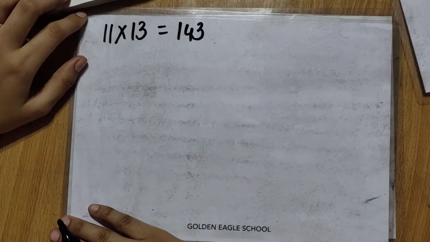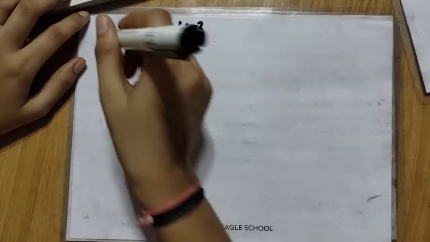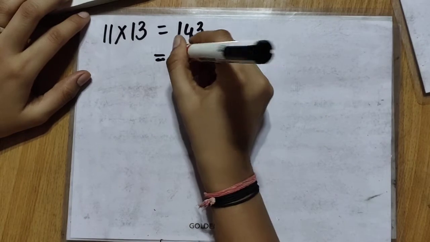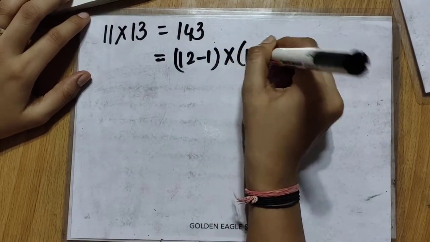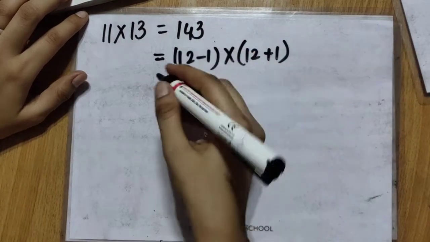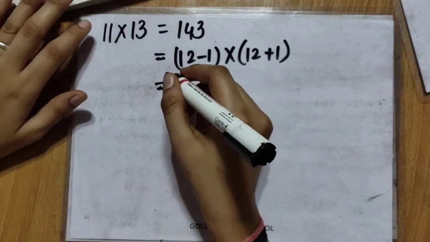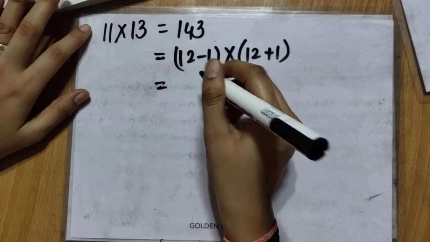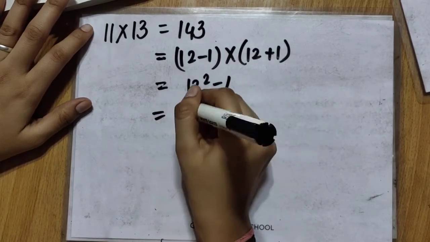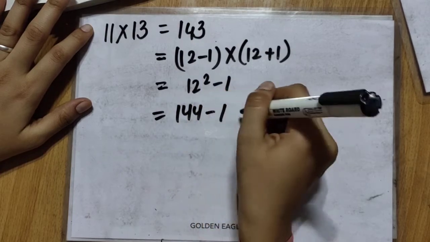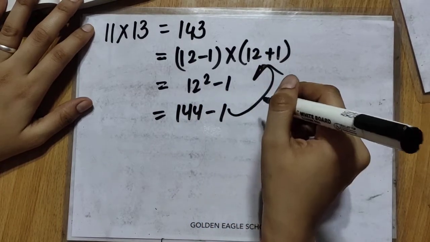So we can write it down as 12 minus 1 multiplied by 12 plus 1. Why can we write it down? Because it will be 12 square minus 1, and 12 square is 144 minus 1. So this is how we can express it.